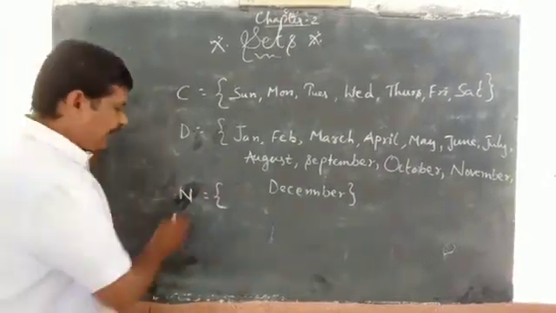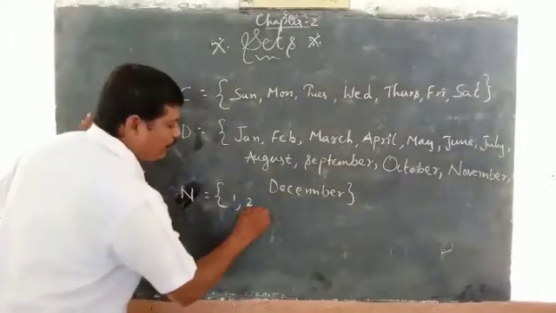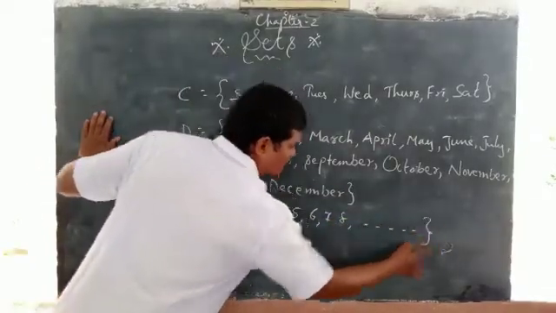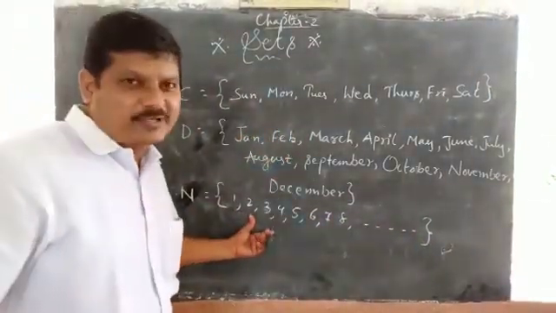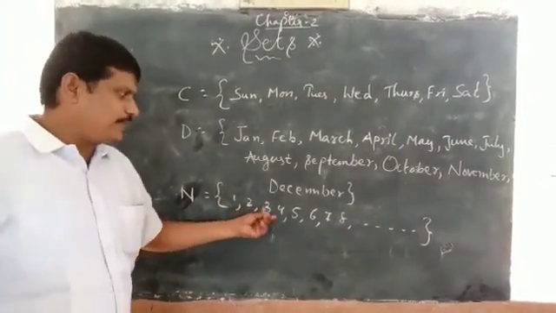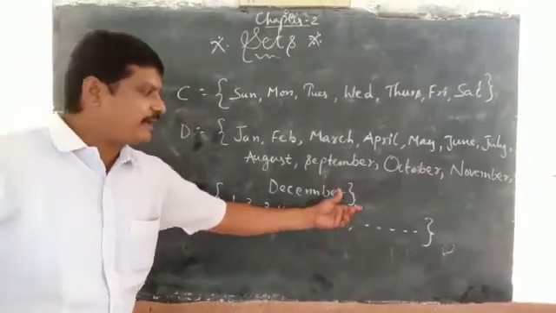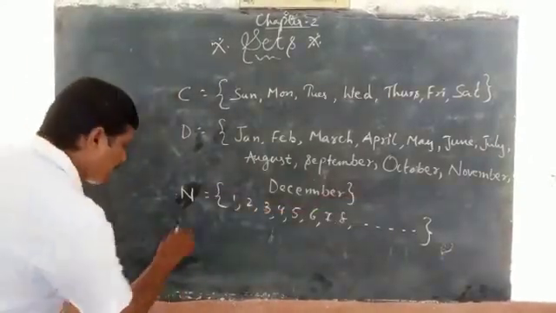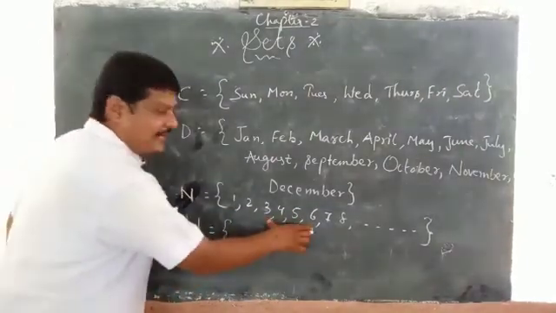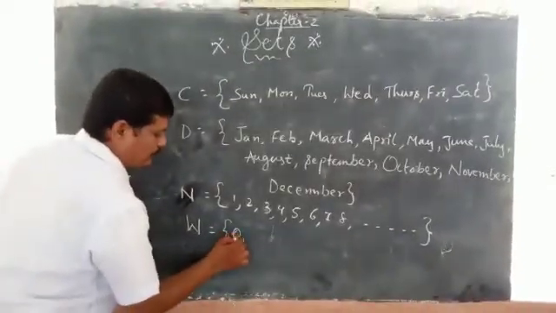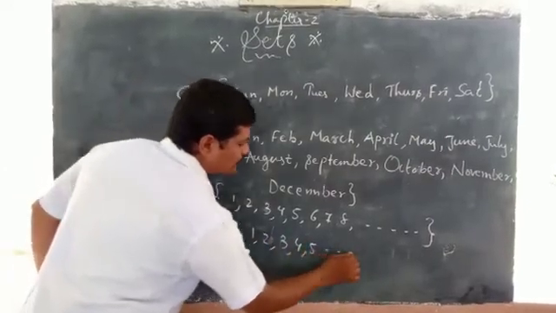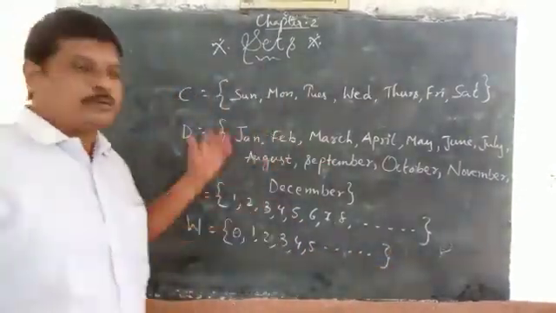Now this is N. N equals set of 1, 2, 3, 4, 5, 6, 7, and so on. These are all natural numbers. N equals set of 1, 2, 3, 4, 5, 6, 7, 8, 9, 10, and so on. For example, W. These are called whole numbers. We have to add 0. So W equals set of 0, 1, 2, 3, 4, and so on. These are all examples of sets.